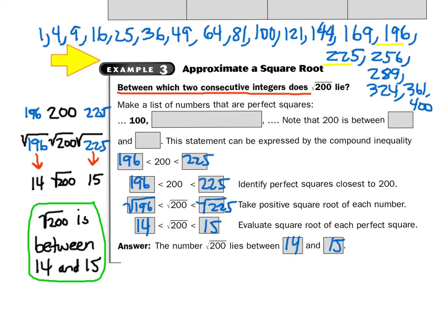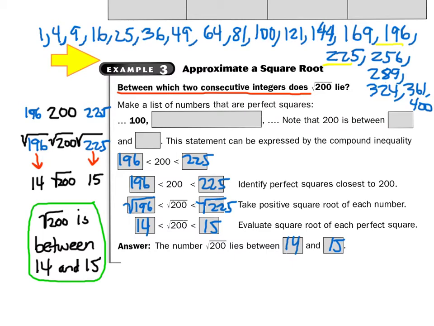Now, I promise you're going to like approximating square roots a whole lot more if I can get you to memorize all of the perfect squares. So right now, I want you to pause the video and write down all these perfect squares up at the top, okay? So that's 1 to the second power, 2 to the second power, 3 to the second power, 4 to the second power, 5 to the second power. Write these all down and quiz yourself, okay?